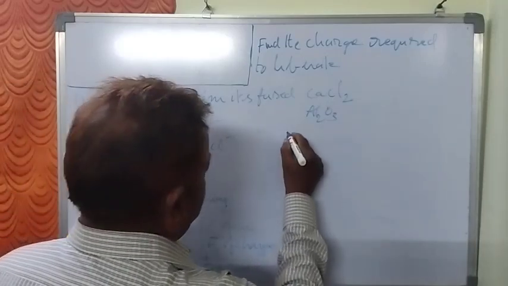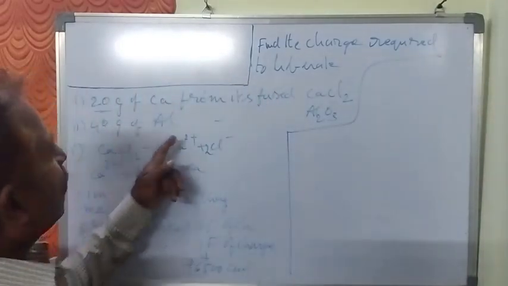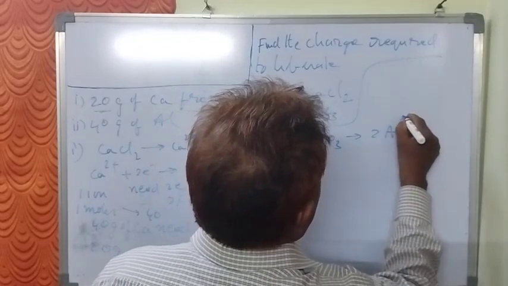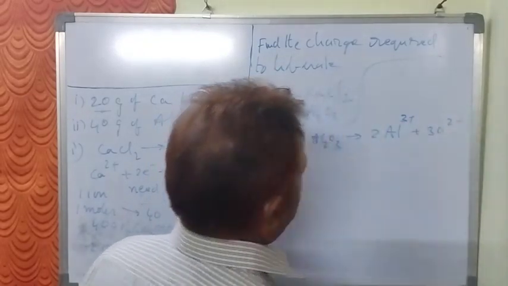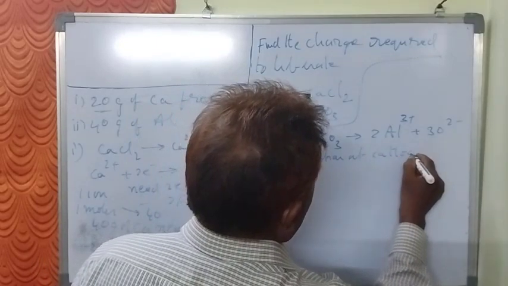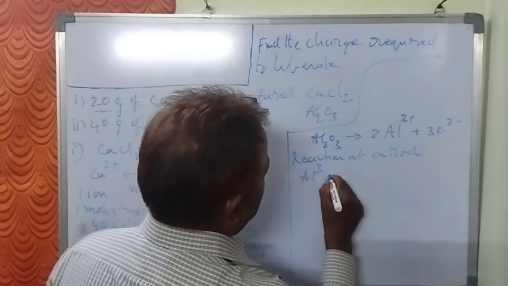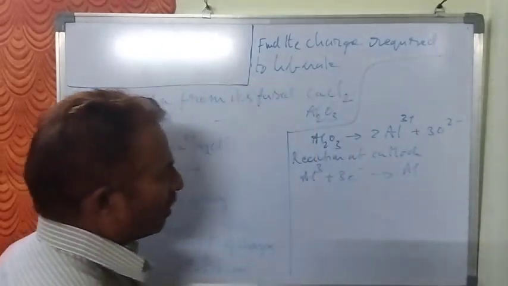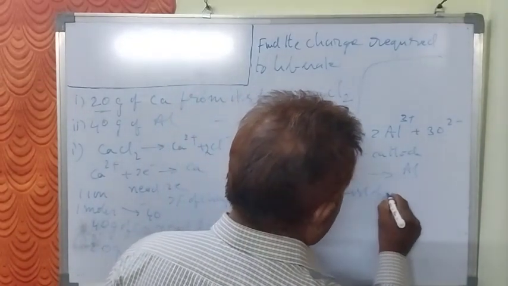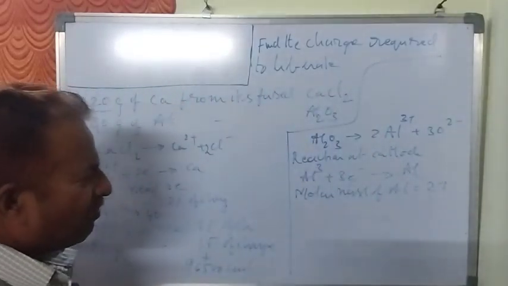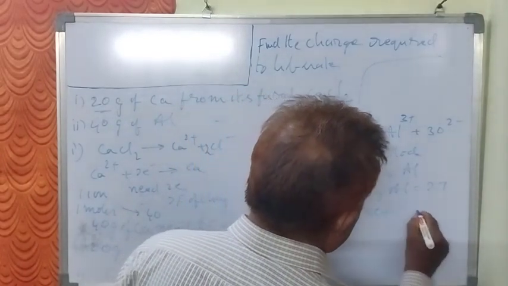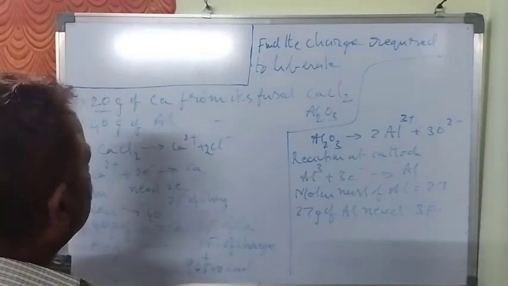Now the second one is Al2O3. So here Al2O3 gives 2Al3+ plus 3O2−. So reaction at cathode is Al3+ plus 3 electrons gives Al. So what is the molar mass of aluminum? Molar mass of aluminum is 27 grams. So 27 grams of aluminum needs 3 Faradays of charge. Now how much is given?